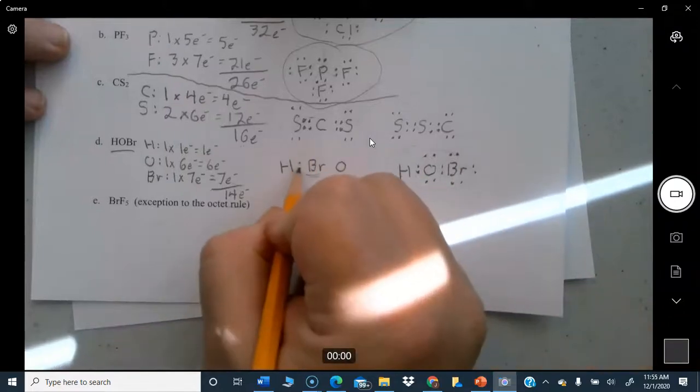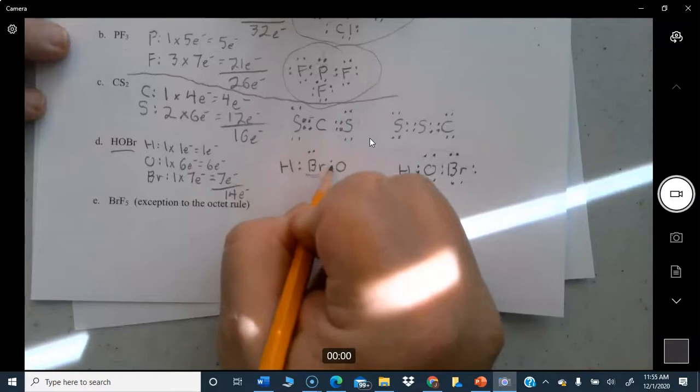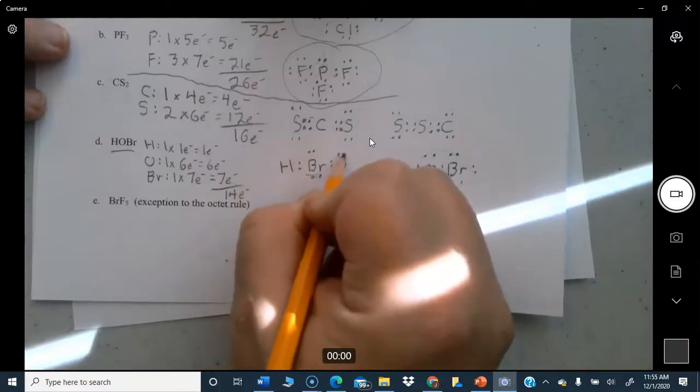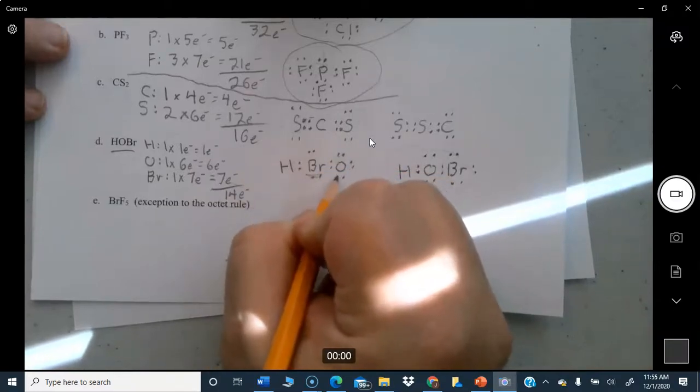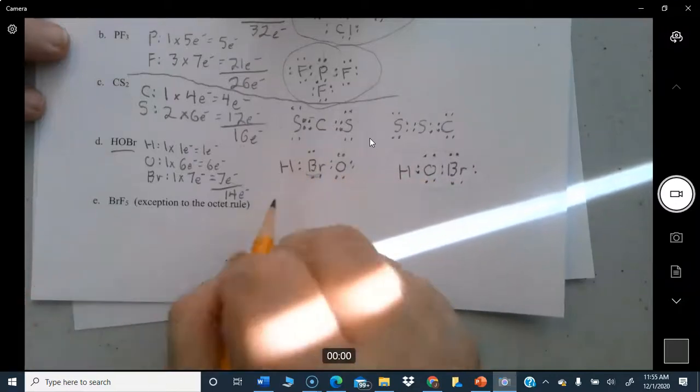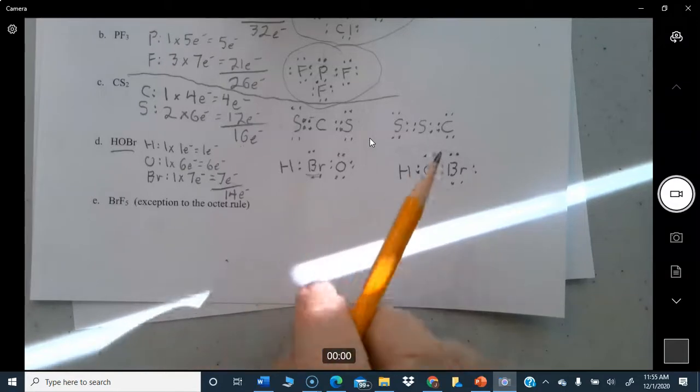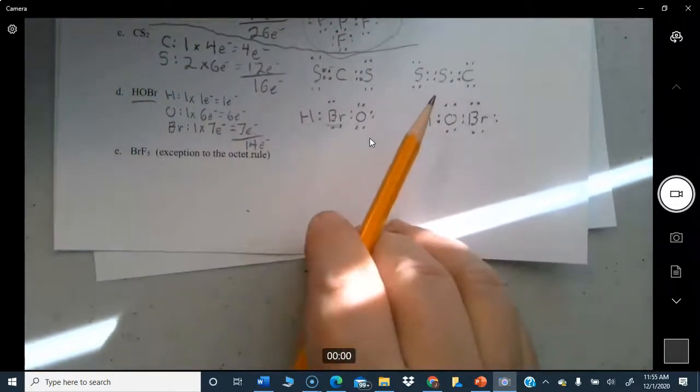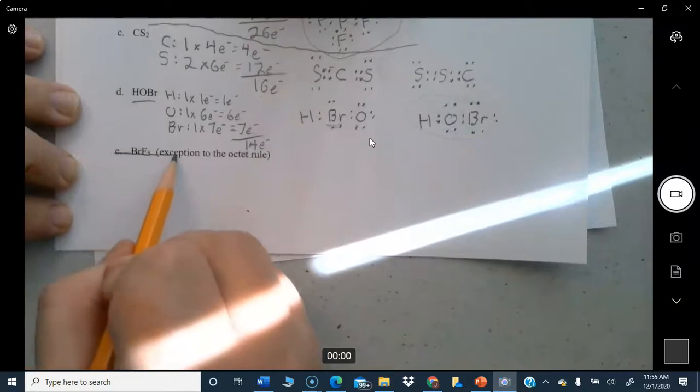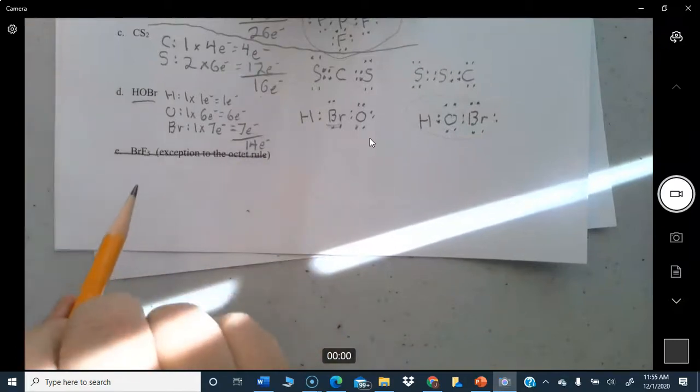We could have done exactly the same thing here. There you go. Everyone has an octet right there. And we're going to see which one of those is the proper configuration. Okay, and BrF5, actually, I'm going to scratch that one. That has to do with an extended octet exception, and you haven't learned about that yet. We'll learn about that when we get back from the next break, so I'll scratch that one for right now.